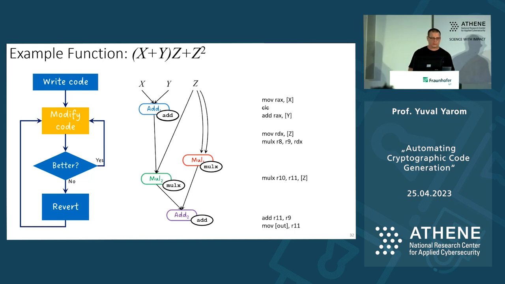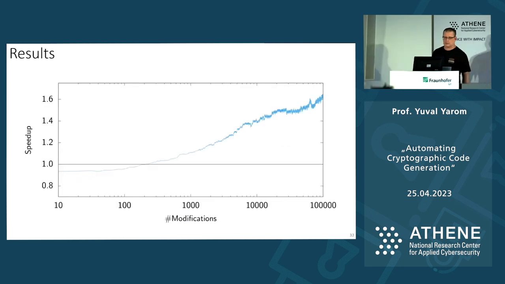So we have the operators: we can write code, we can modify code, we run the code and test whether it's faster or slower. And we get something like this as we progress. What we have here on the horizontal axis is the number of modifications that we have tried. This is a log scale because it becomes very boring if it is not.